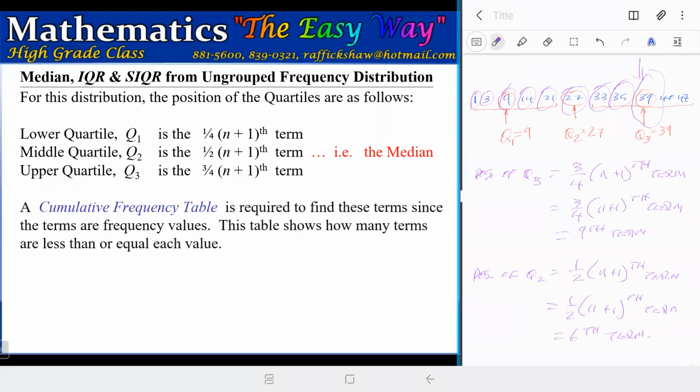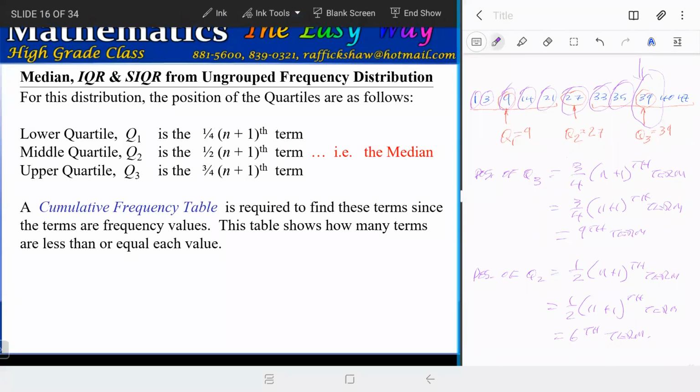So we're saying now a cumulative frequency table is required to find these terms. Why do we need a cumulative frequency table? Now, what's a cumulative frequency table? A cumulative frequency table is one that counts how many terms you have as you go from data to data. So it's a way of counting the values. On this table, we were able to count the values by just looking on the right side of the screen: 1, 2, 3, 4, 5, 6, and so on.